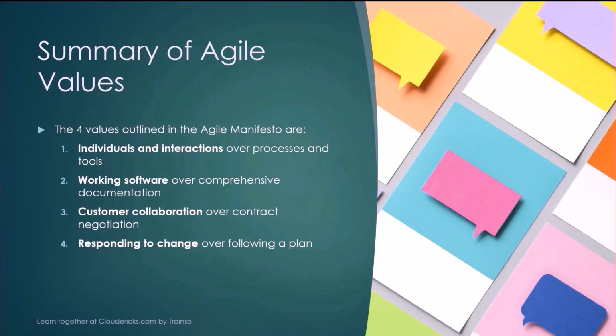So what are the 4 values that are outlined in the Agile Manifesto? 1, individuals and interactions over processes and tools. 2, working software over comprehensive documentation. 3, customer collaboration over contract negotiation. 4, responding to change over following a plan.